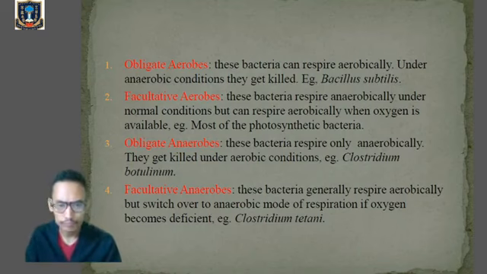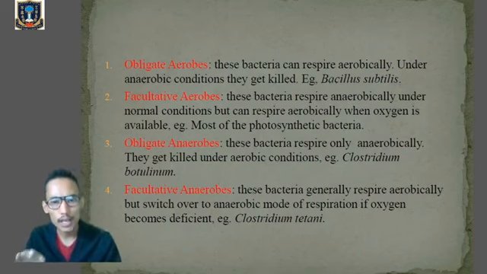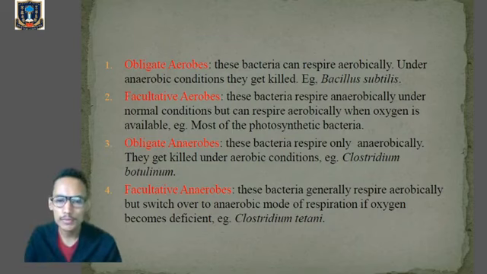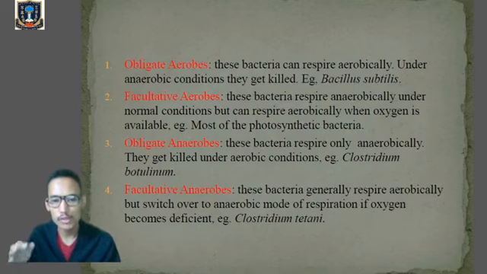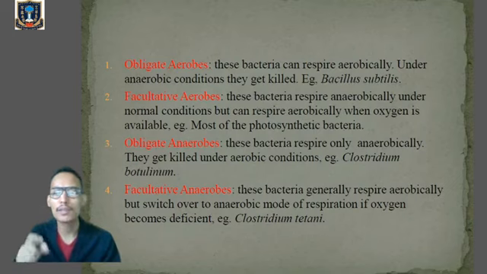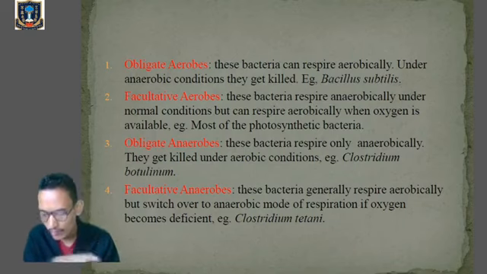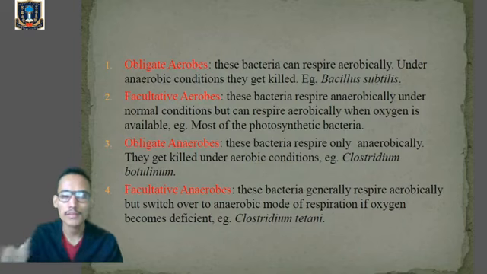Clear? Next one, obligate anaerobes, which will respire only anaerobically, but they will be killed under aerobic conditions. Example is Clostridium botulinum. It is very easy. Clear? Then facultative anaerobes means those bacteria that generally respire aerobically, but they will switch to anaerobic mode of respiration if oxygen becomes deficient. Very easy. Example is Clostridium tetani. Clear? So here it's simply differentiated based on the presence or absence of oxygen.